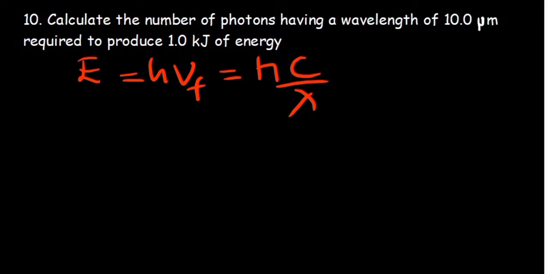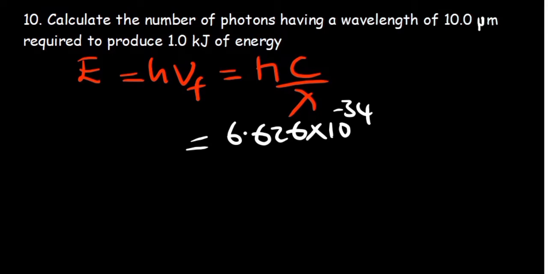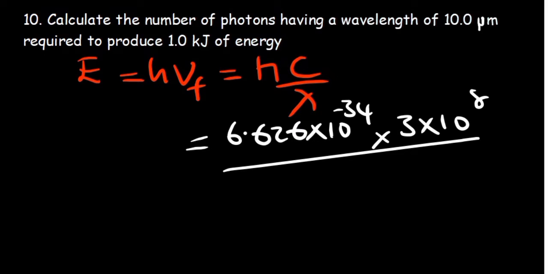So what have we been given? We know Planck's constant is 6.626 times 10 to the negative 34. The speed of light is 3 by 10 to the power 8. Our wavelength there has been given in micrometers. So micro means 10 to the power negative 6. So it's the same as 10 times 10 to the power negative 6 meters.